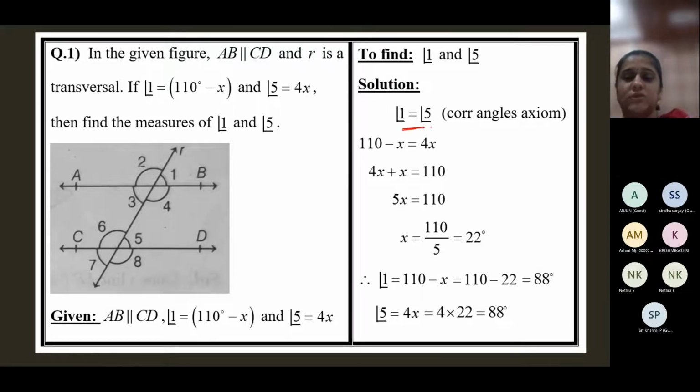Here angle 1 is equal to angle 5. That means 110 minus X is equal to 4X. On solving this, X is equal to 22. Now we need to find the measure of angle 1 and angle 5. So angle 1 is 110 minus 22, which is 88. And angle 5 is 4 into 22, 88. Angles 1 and 5 are equal angles, right? So the measures will be equal.